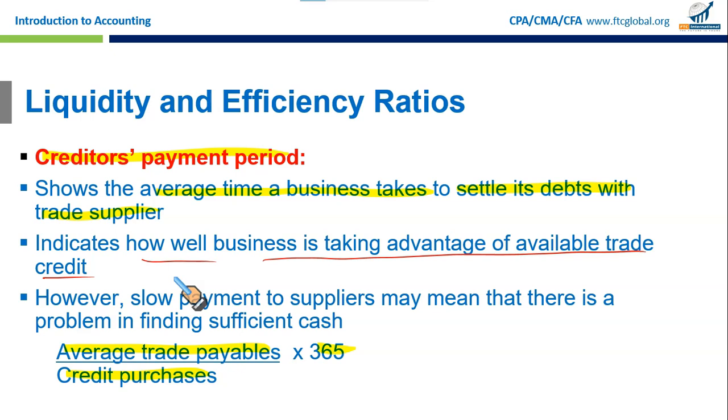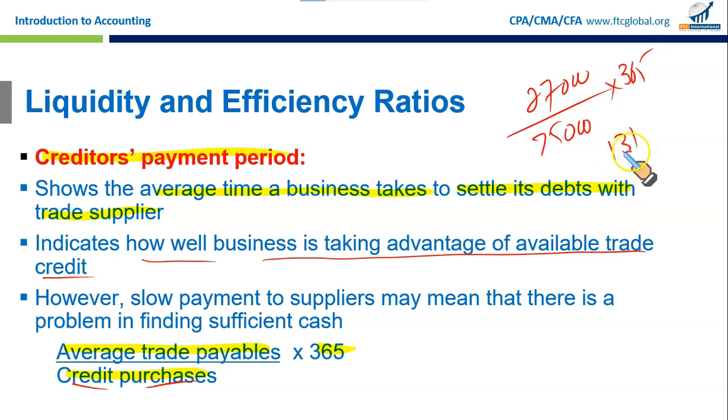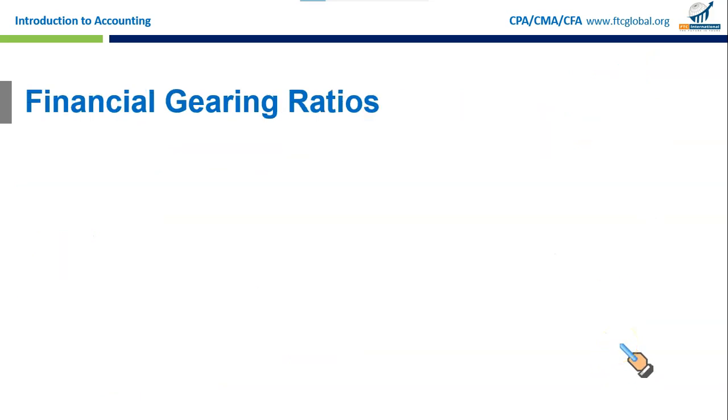Let's say our trade payables on average are $27,000. Our credit purchases are $75,000. So 27 upon 75 times 365 means we pay our suppliers on average in 131 days. Good or bad, you can't say unless you compare it with your industry average or with your credit terms with the suppliers.